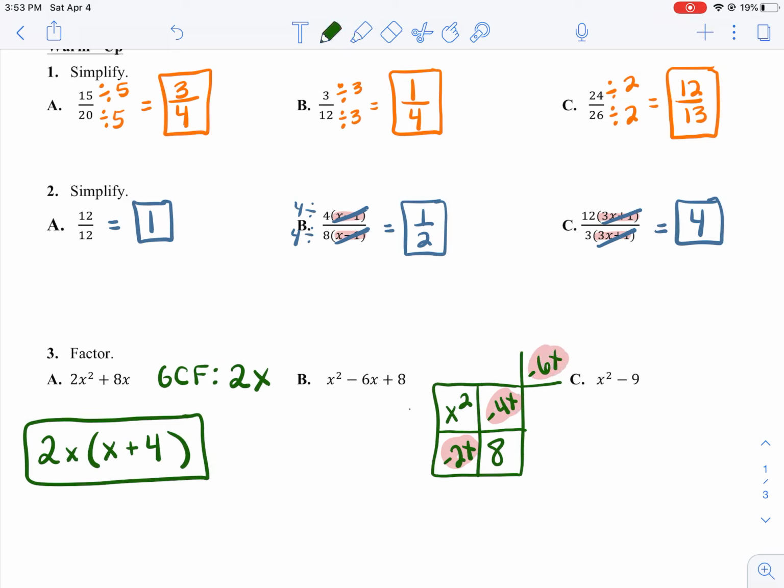Okay, now once we think of those numbers, we take the GCF out of row 1. We can take an x out, and we're left with x minus 4. And then we're going to take a negative 2 out. And so we get x minus 2 times x minus 4.